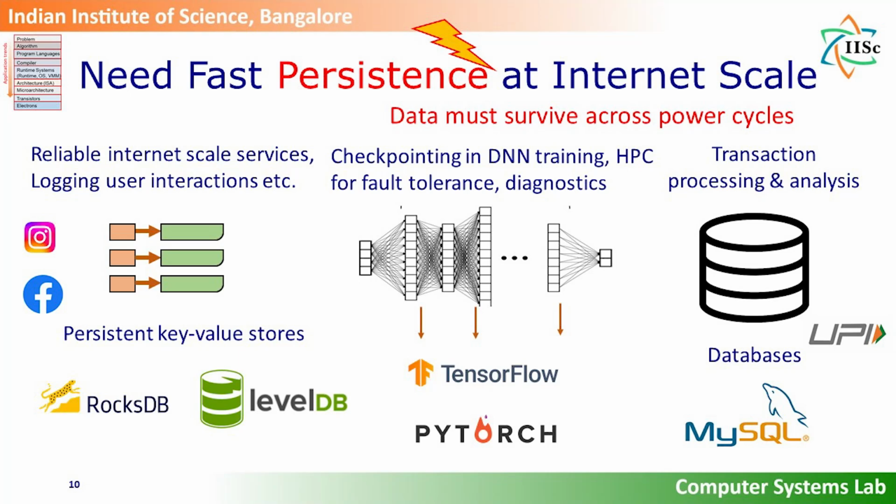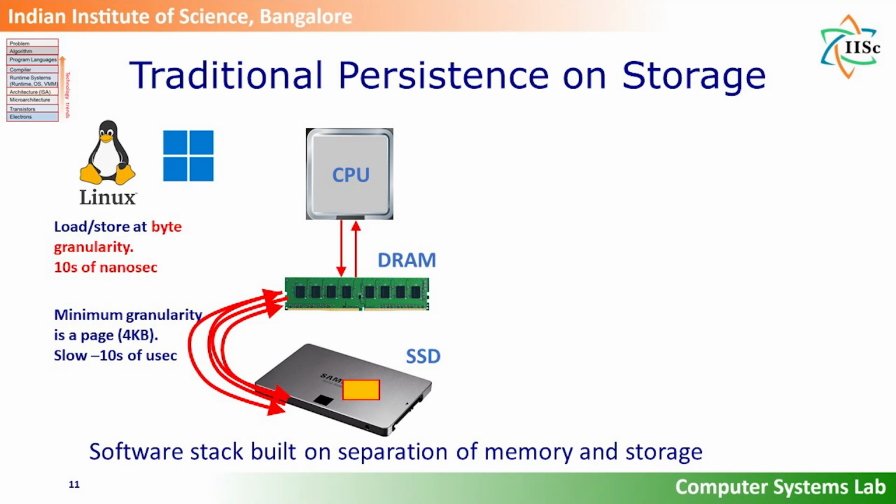But before we understand what persistent memory is, let us look at how data is persisted in storage today. Let us assume that you have a piece of data that you want to read and update, and you cannot do that from the storage directly. First you have to bring that data into the DRAM, and this is typically done by the operating system at a granularity of many kilobytes, typically 4 kilobytes, and takes tens to hundreds of microseconds.